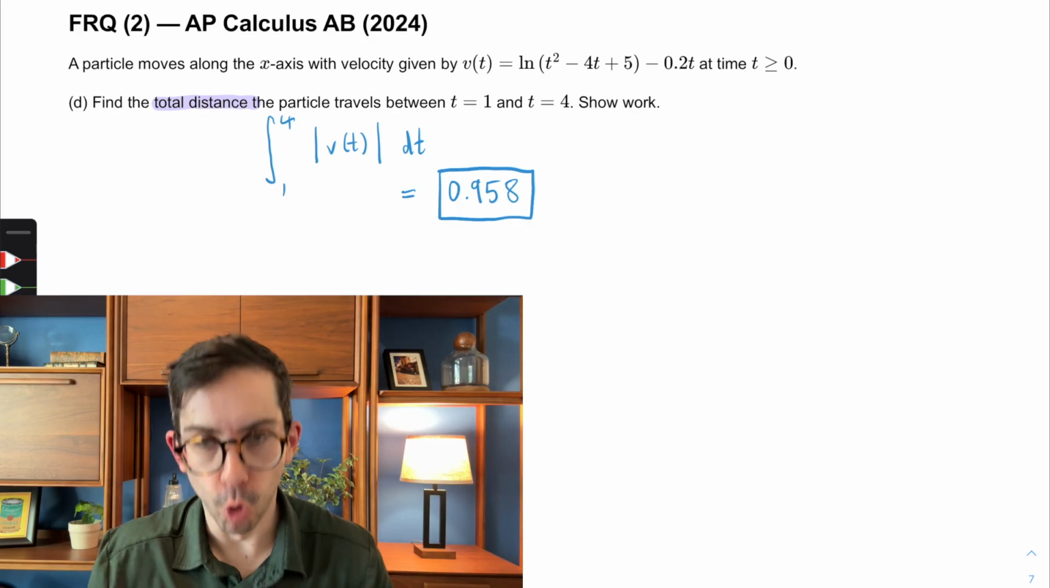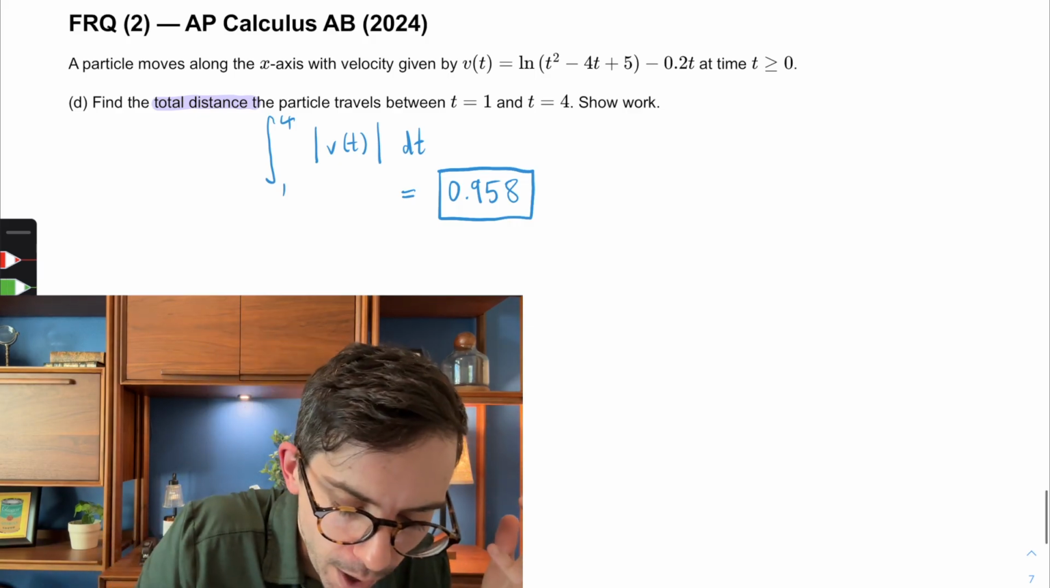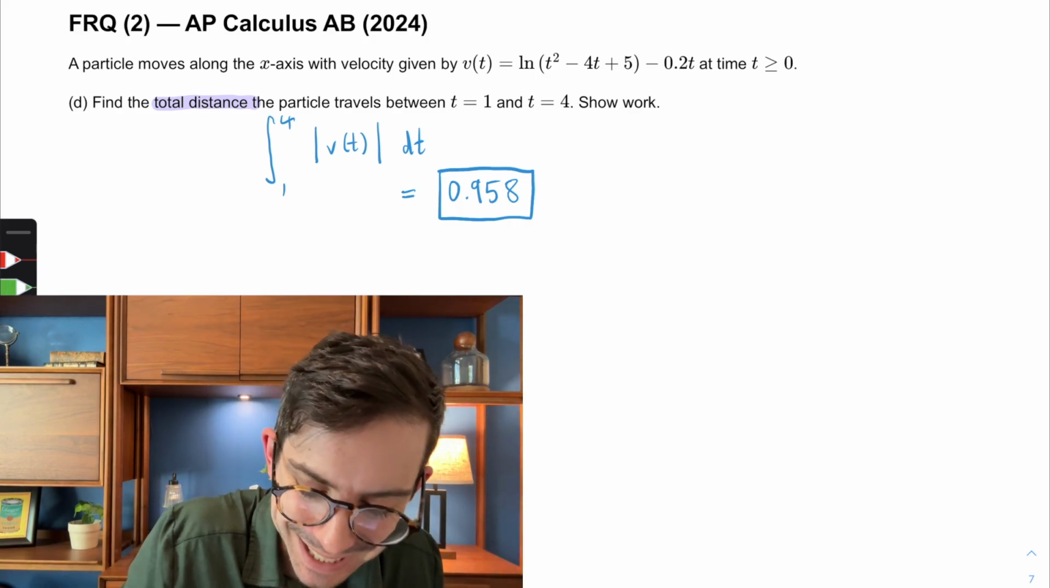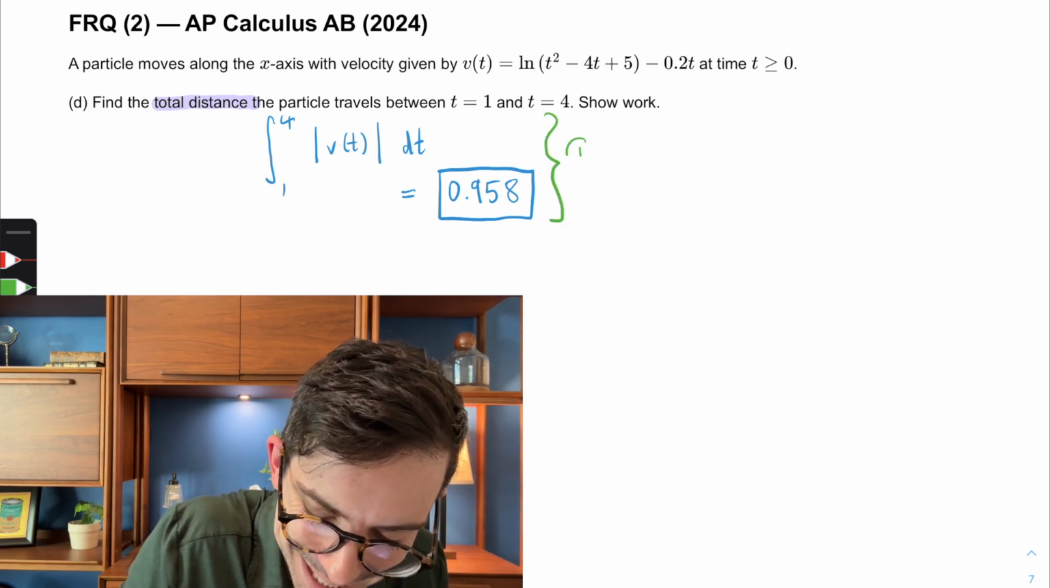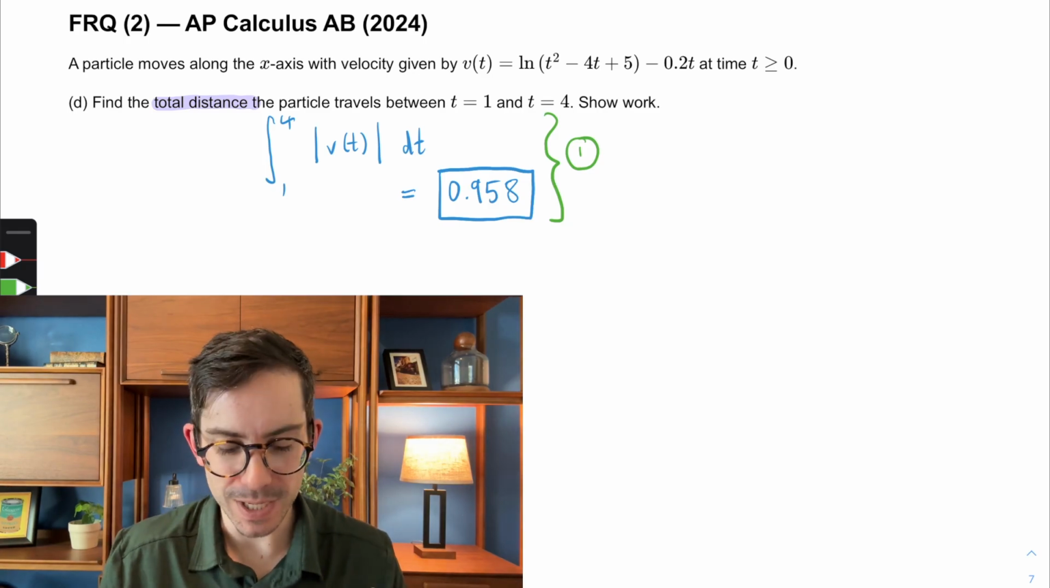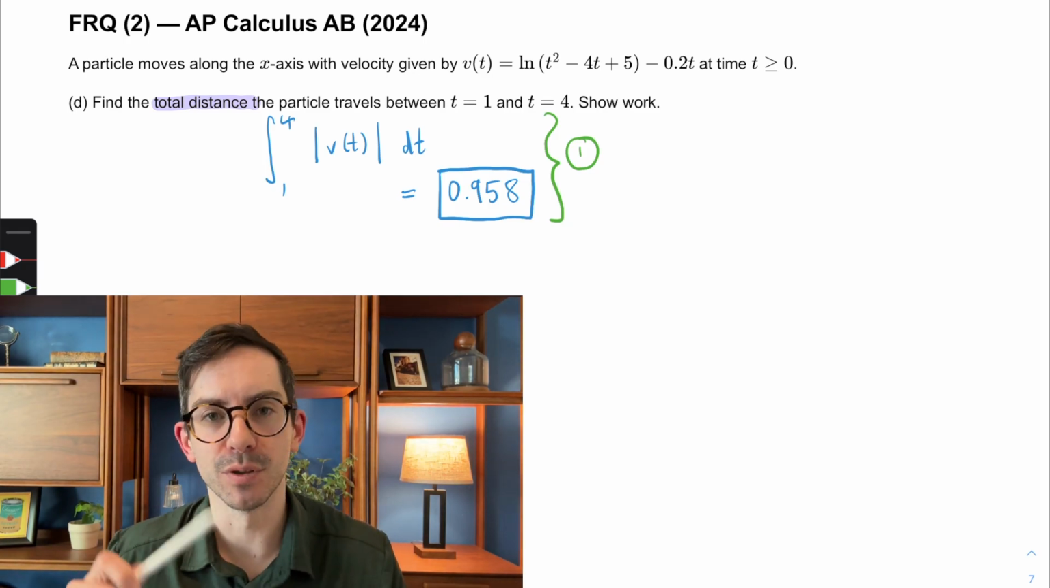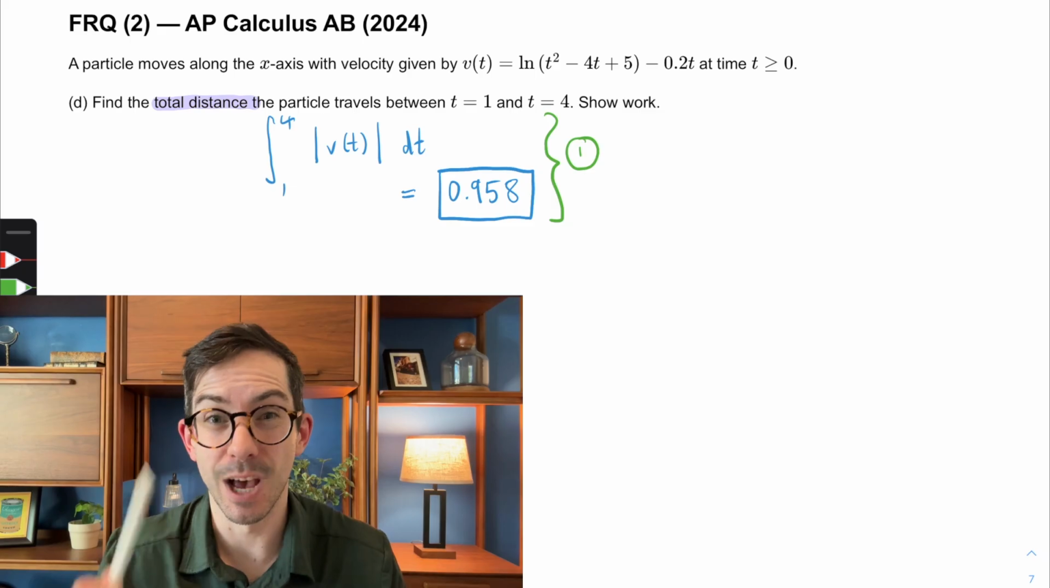So how are the points divvied up? Well, we got 1 point for our correct answer, and indeed there was only 1 point up for grabs here, but we did need to show that working. We did need to show that integral of absolute value of velocity to get that 1 point. There we have it, another calculator portion of an exam done.